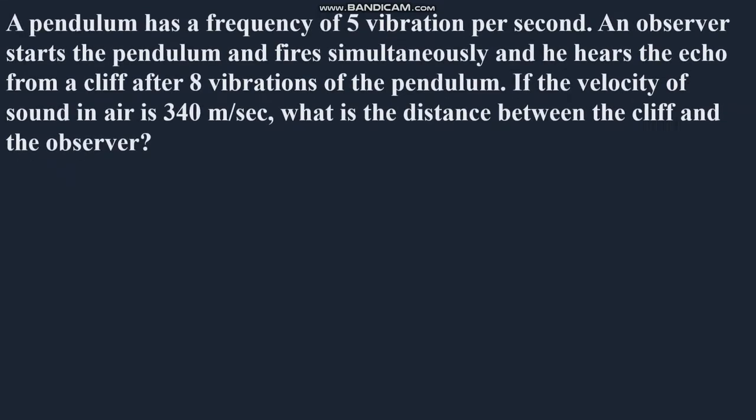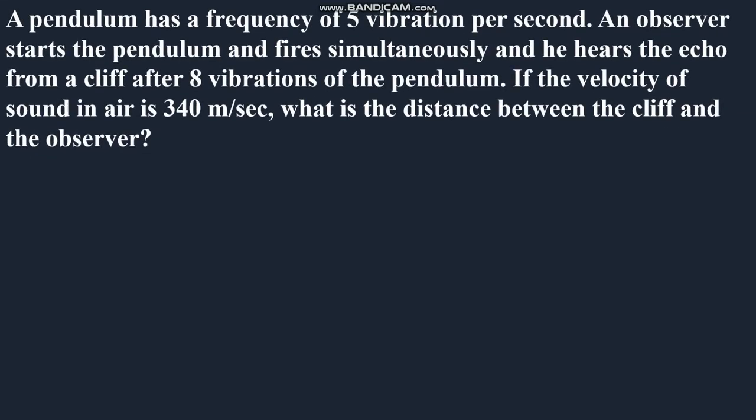The next numerical. A pendulum has a frequency of 5 vibrations per second. An observer starts the pendulum and fires simultaneously and he hears the echo from a cliff after 8 vibrations of the pendulum. If the velocity of the sound in air is 340 meter per second, what is the distance between the cliff and the observer? Now, children, this is an interesting numerical in which the time is not given to you directly. The time is given with respect to a pendulum.